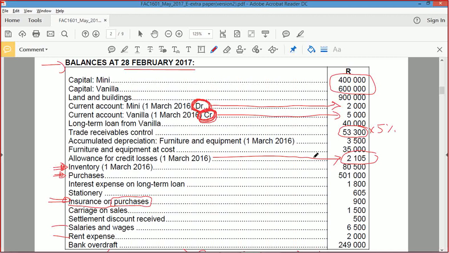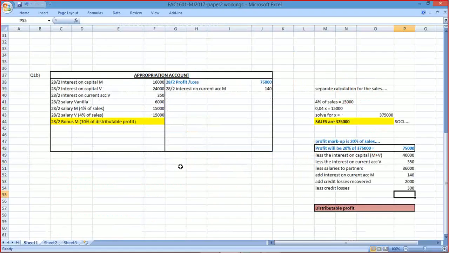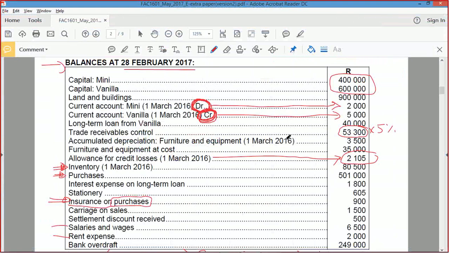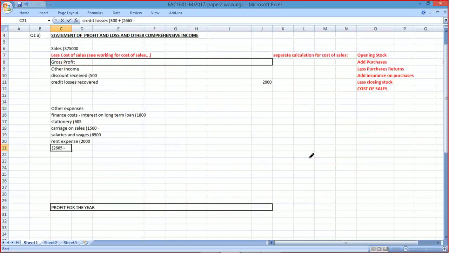By crediting it. Yes, so if you credit the negative asset, you're going to debit the bank credit losses, bad debts. Okay, so let's show that working. Credit losses plus open brackets 2665, which is the amount calculated at 5%, minus the existing allowance, 2105, close brackets gives me an amount representing the credit losses. Does that make sense? Yes, so you need to increase it by 560 Rand.